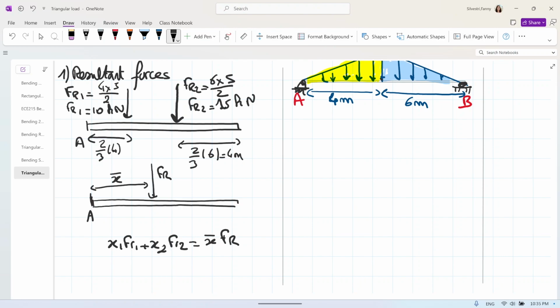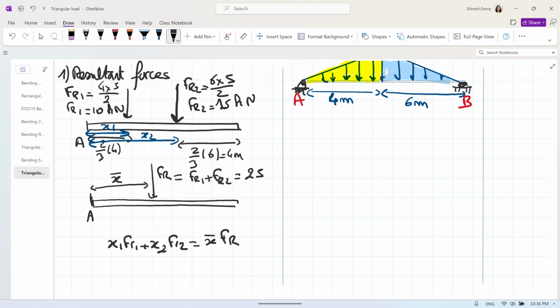Oh, we didn't write FR. How much is FR? FR will be FR1 plus FR2. That will be 10 plus 15. That will be 25 kilonewton. So now let's do this equation of moment. X1, so just be careful. X1 will be there. And X2 will be there. Okay, always from the same point. Don't change the referential.